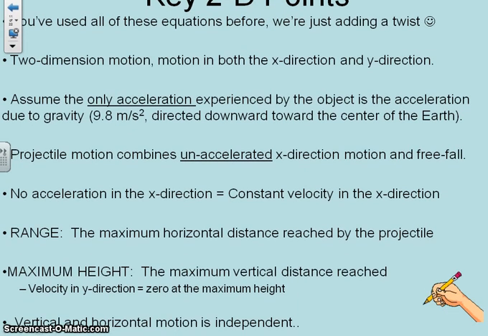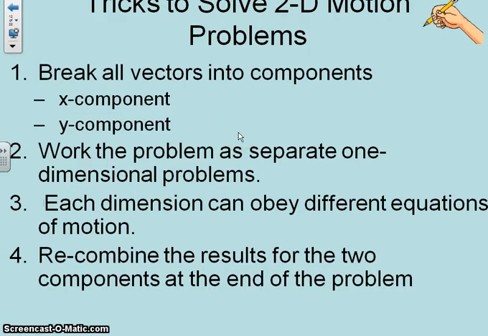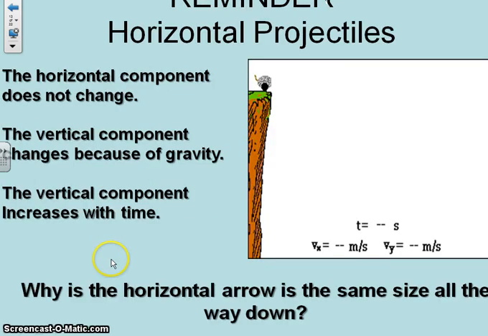Velocity in the y direction is completely independent of velocity in the x direction. So vertical and horizontal motion are independent. Velocity in the y direction is 0 at the top of the trajectory. Alright, tricks to solve 2D motion problems. You break them all into the x and the y component. Work the problem as separate one-dimensional problems. Each dimension is going to have its own set of equations, and then you recombine the results at the end.